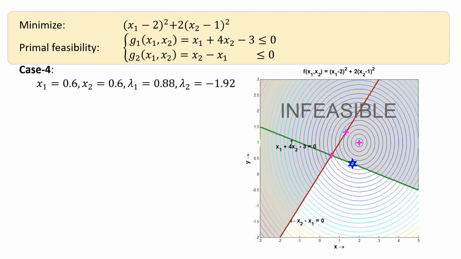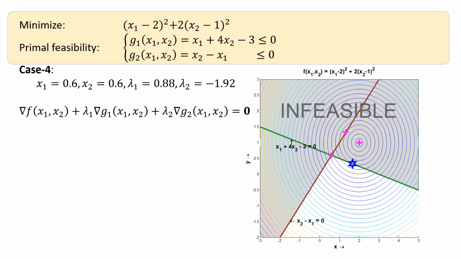So geometrically, this is our solution. Now this is an interesting case. The primal feasibility is not being violated. In fact, both the constraints are active constraints. So why is it that we have to discard the solution? What is the implication of lambda 2 being negative? Let's look at that.